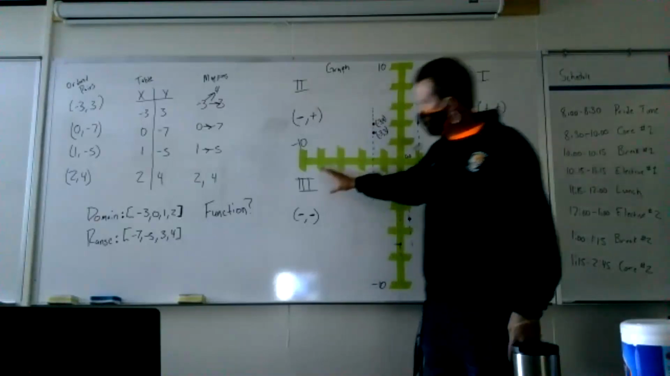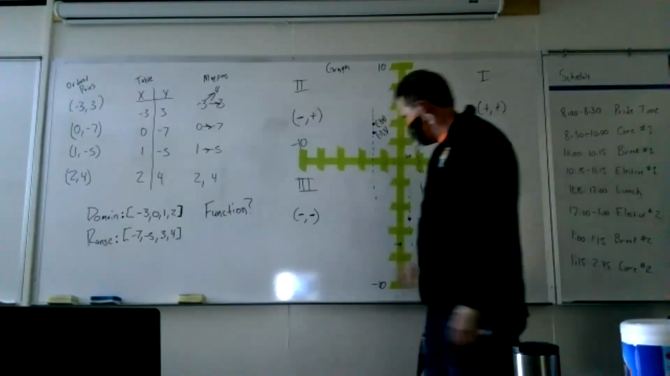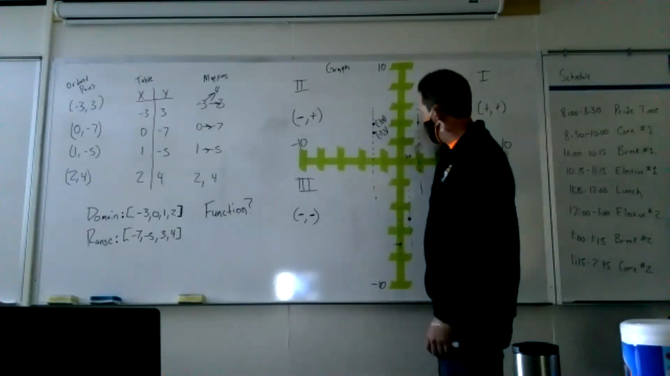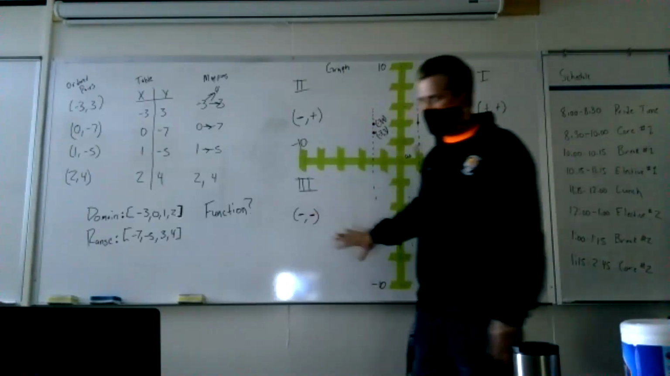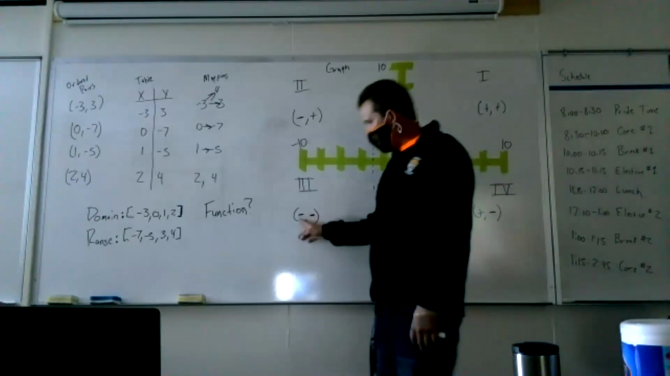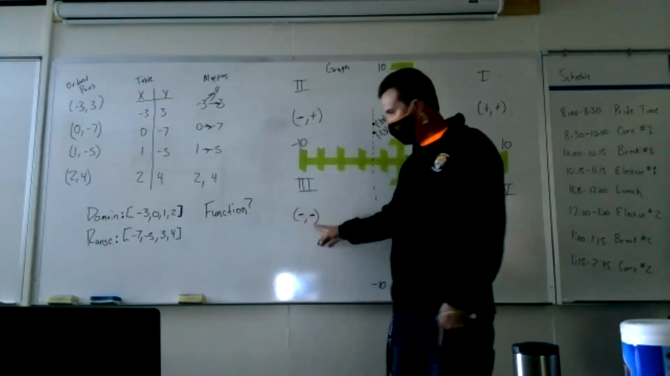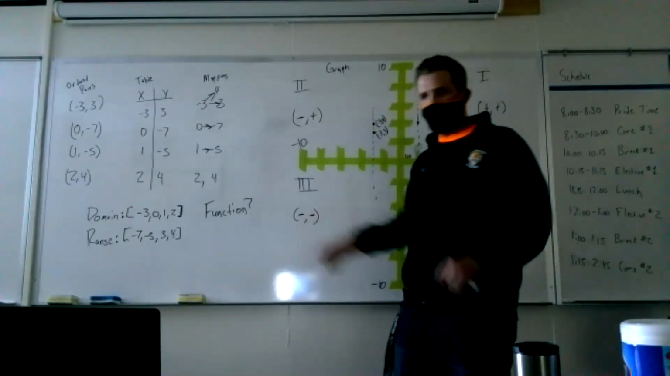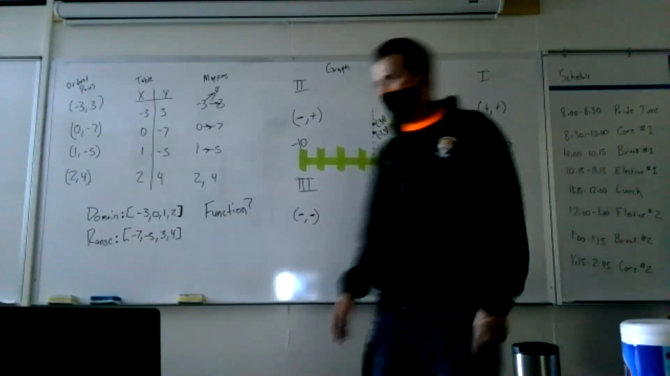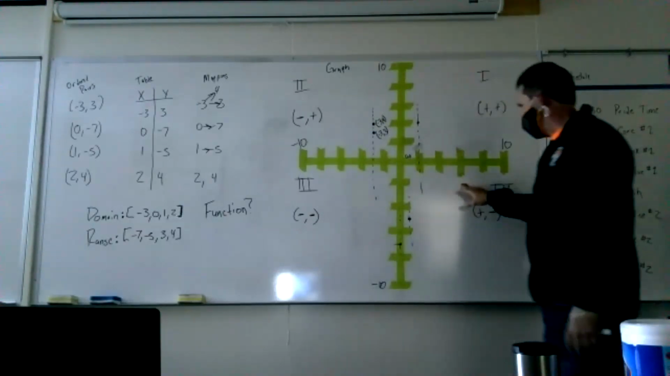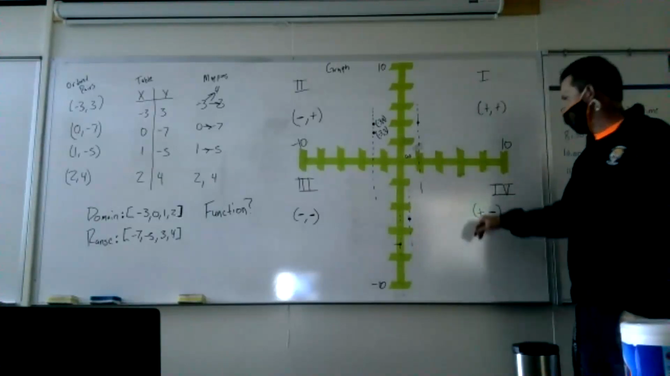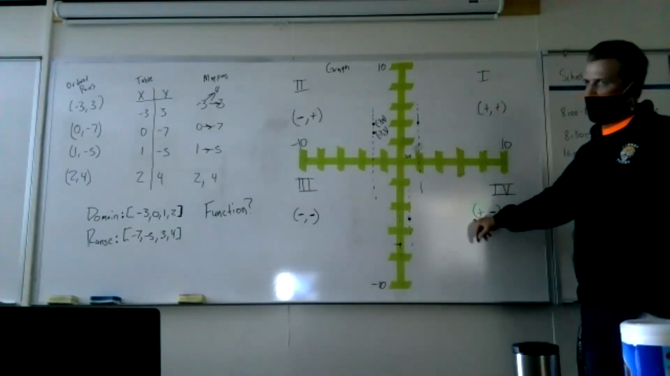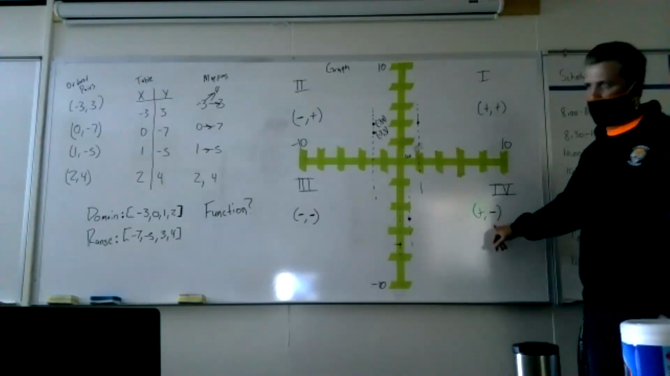Quadrant 3, down here. You can see it goes counterclockwise: 1, 2, 3. We will only end up in quadrant 3 if we have a negative X value and a negative Y value. It's the only way you can have it. And then quadrant 4 is our last one. You will only enter into quadrant 4 if you have a positive X value and a negative Y value.